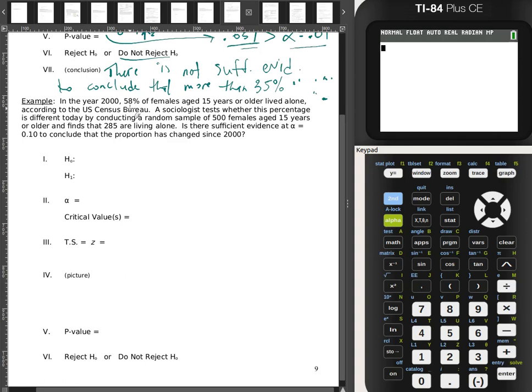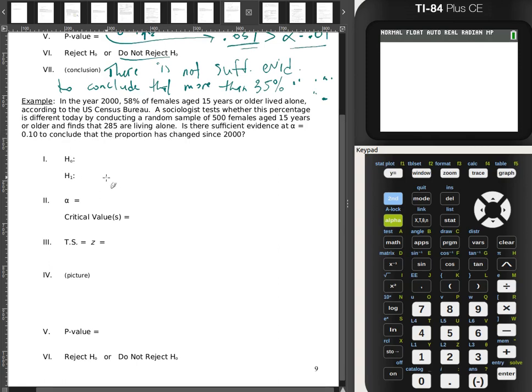But we had 58% of females aged 15 years or older living at home. That seems like a pretty small number, but anyways, that's according to the U.S. Census Bureau. A sociologist tests whether this percentage is different today by constructing a random sample of 500 females aged 15 years or older and finds that 285 are living alone.